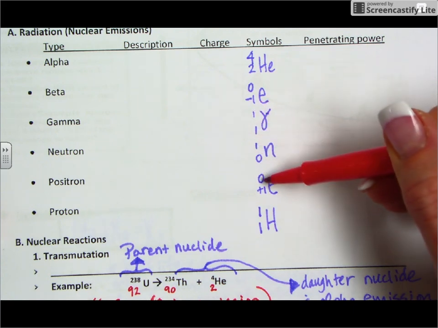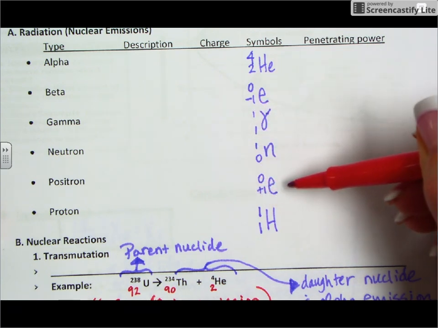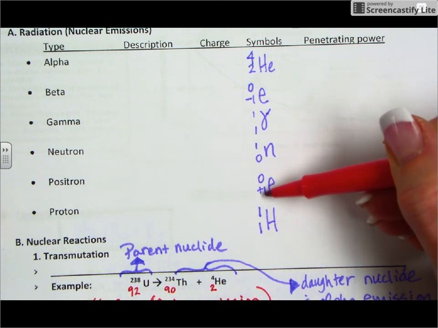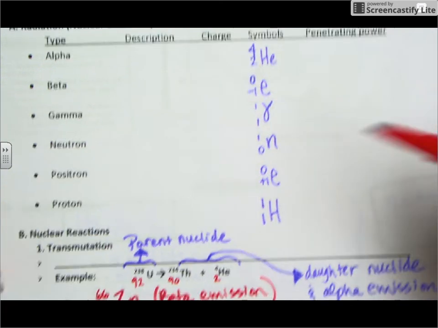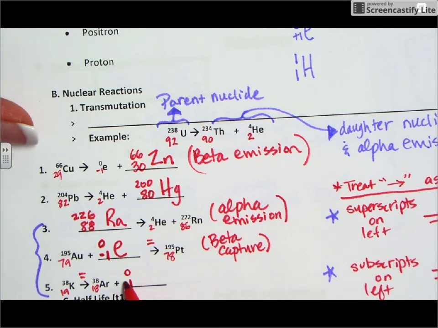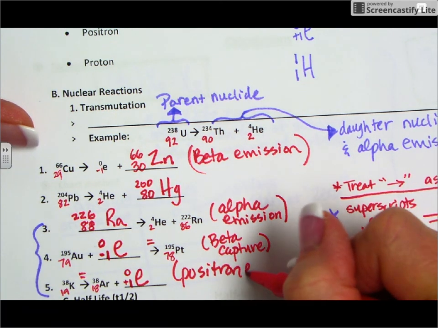And then here we have the positron. Notice the positron is a 0 as your superscript and a 1, in this case a plus 1, for the subscript. And that's what we have here. So that's your positron. So this will be called a positron emission or decay.